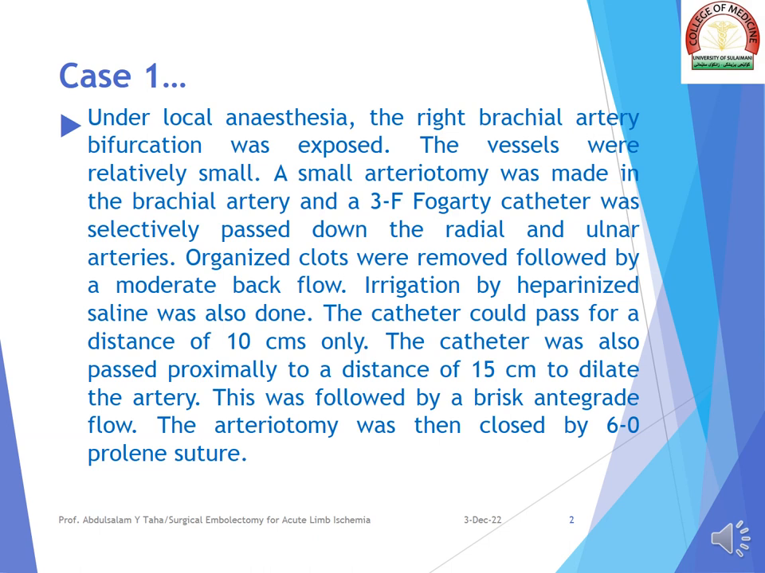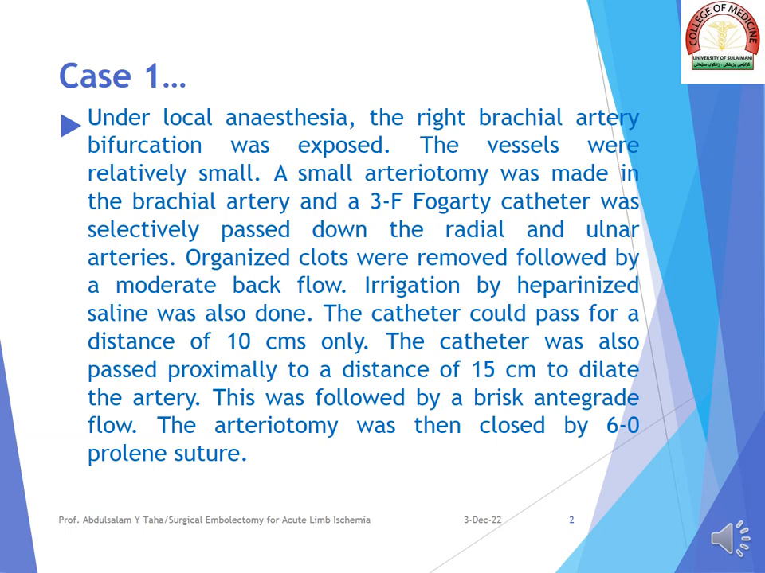A small arteriotomy was made in the brachial artery, and a 3F Fogarty catheter was selectively passed down the radial and ulnar arteries. Organized clots were removed, followed by a moderate backflow. Irrigation by heparinized saline was also done. The catheter could pass for a distance of 10 centimeters only. The catheter was also passed proximally to a distance of 15 centimeters to dilate the artery. This was followed by a brisk antegrade flow. The arteriotomy was then closed by 6-0 polypropylene suture.